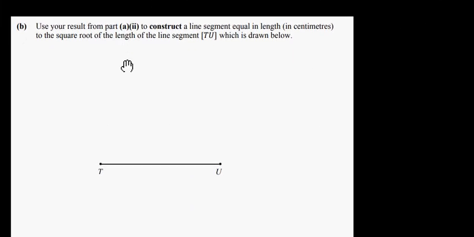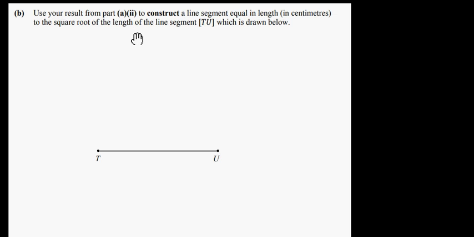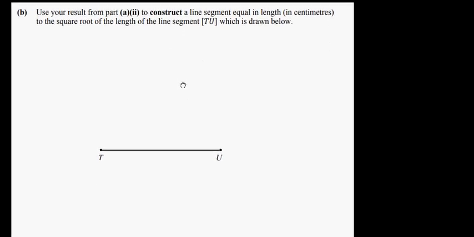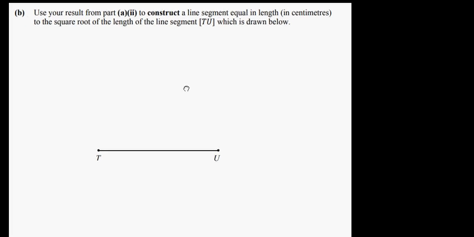We have this here. Okay, using your result from part A2, so that's the bit we did just up along here. Construct a line segment equal in length in centimeters to the square root of the length of the line segment TU. So we want to construct a line that's the square root of this distance here.